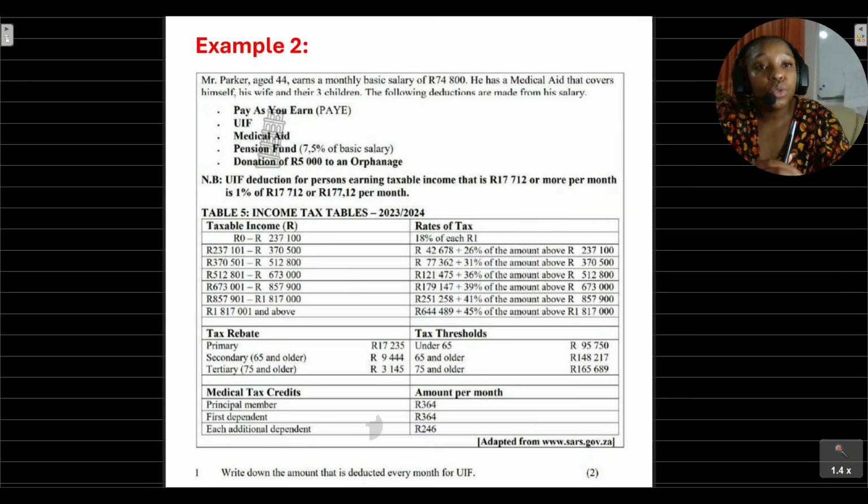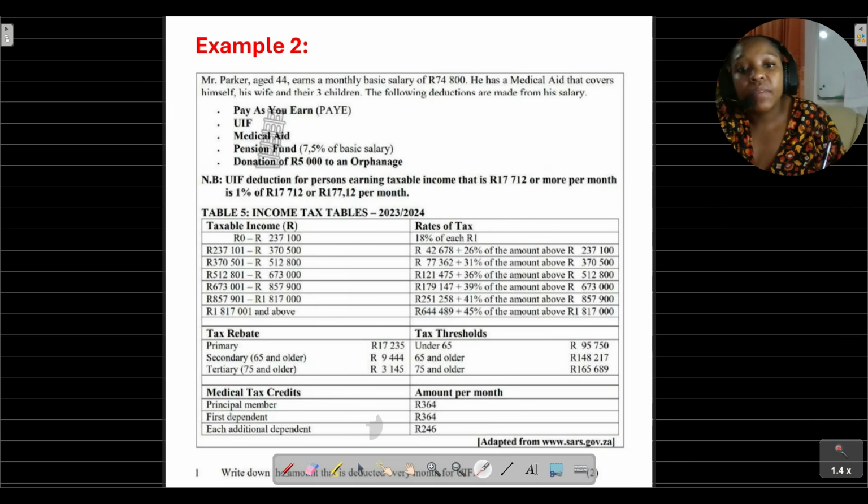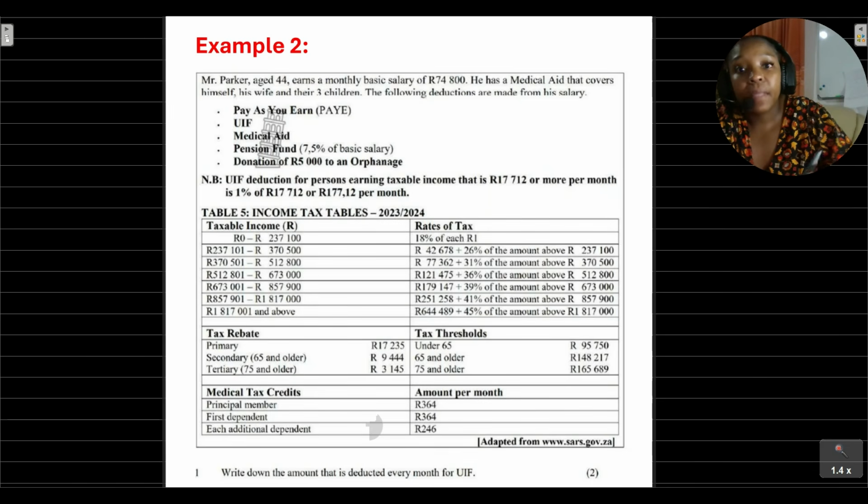I'm going to be taking you guys through what we need to do to calculate Mr. Parker's monthly taxable income. So in this question, we are basically told that Mr. Parker is aged 44 years old and he earns a monthly basic salary of 74,800. And then we are told that he has medical aid that covers himself, his wife, and their 3 children. The following deductions are made from his salary.